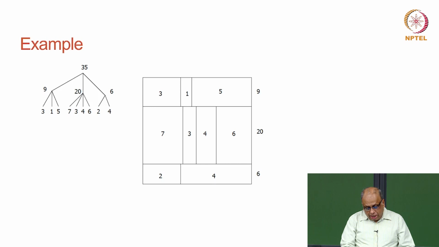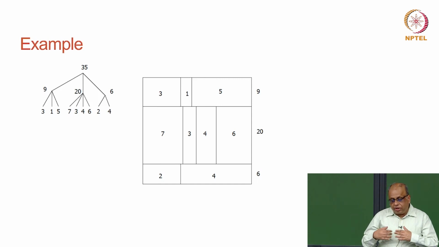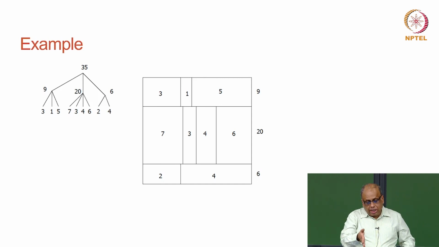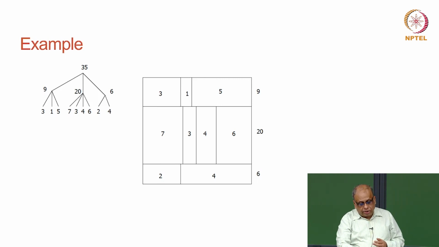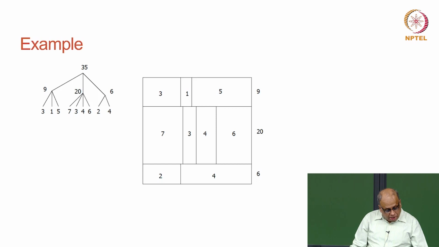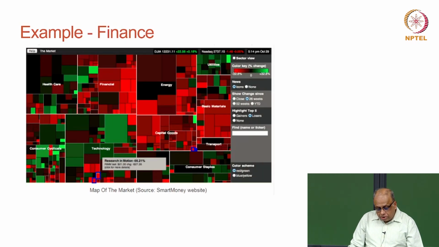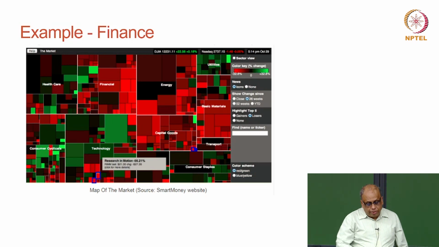So for 9, it has 3 children, 3, 1, 5. So you break it up like this. For 20, you break it up 7, 3, 4, 6. And the third, you break it up 2, 4. So each first level you had broken up horizontally, second you had broken up vertically, and now if you go one more round, it will be again broken up horizontally. So that is the kind of structure you will get finally.